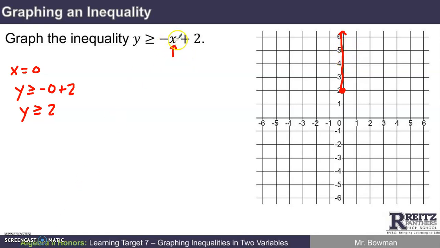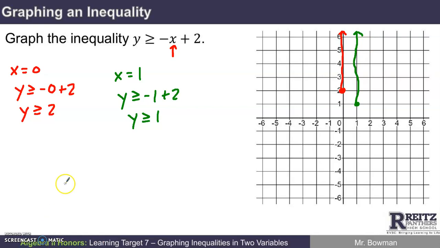Let's try the same thing, but let me let x be 1 this time. If x is 1, then I get the inequality y is greater than or equal to negative 1 plus 2, which is y is greater than or equal to 1. So when x is 1, that's this vertical line here. And along that line, I want the y's that either are 1 or are greater than 1. So I want this, and I want all the stuff up here. Well, I didn't draw that very straight, but you get the idea.